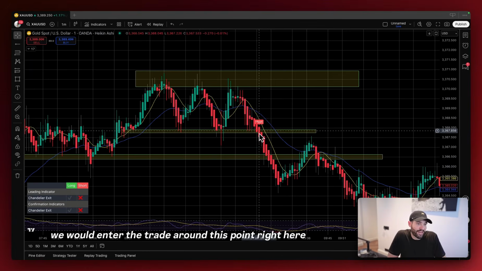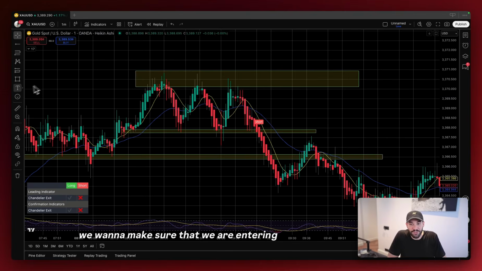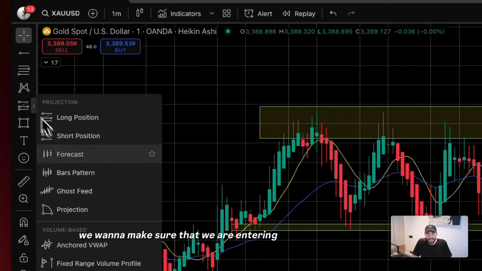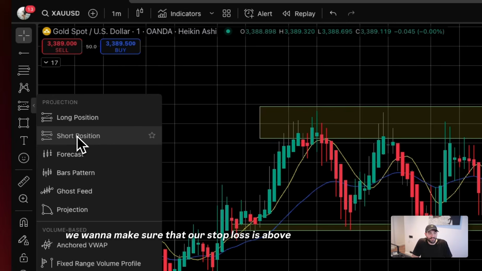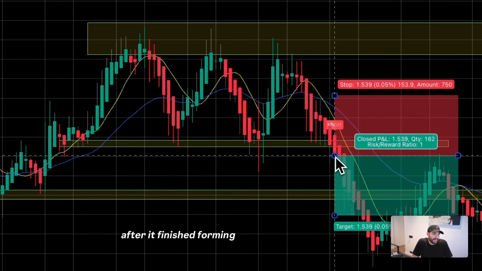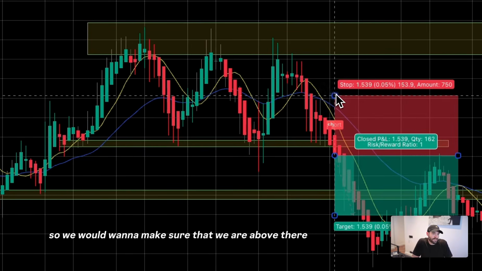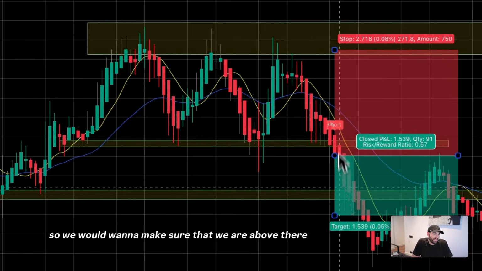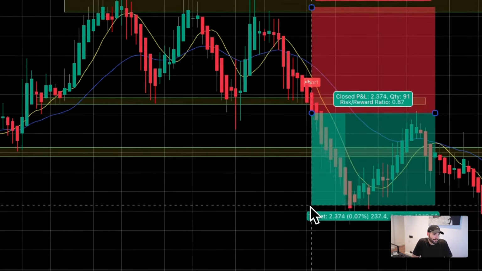We would enter the trade around this point right here. We want to make sure that our stop loss is above the previous area of resistance. So we'll go short. We'd have entered on this candle right here after it finished forming. So we would want to make sure that we are above there.